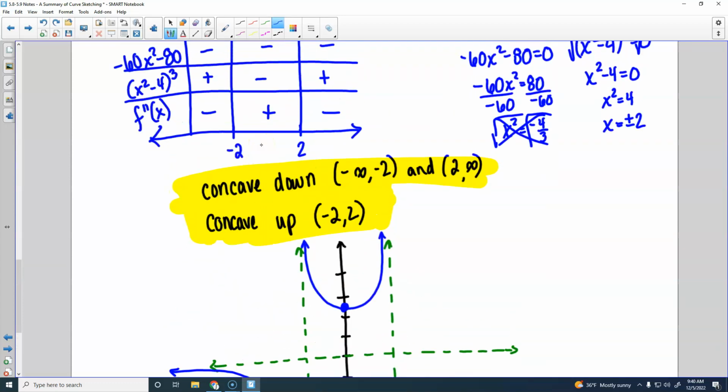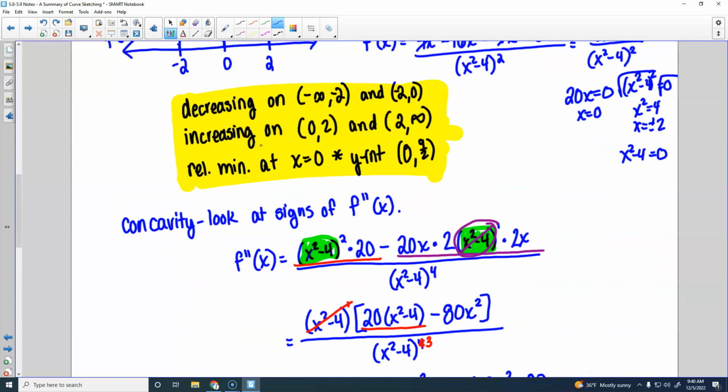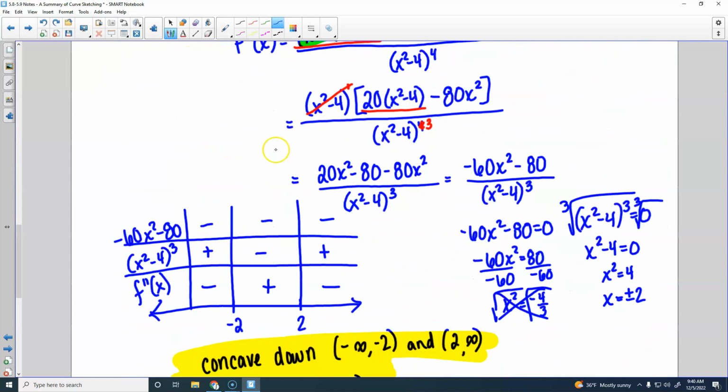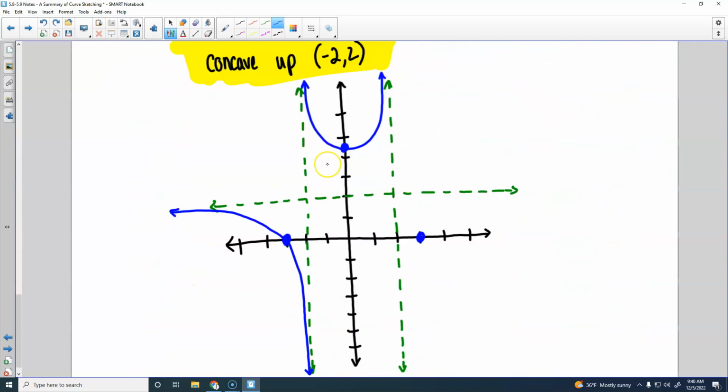And then last, we are increasing and concave down over here, so it's going to be kind of mirrored from the other side, like this.